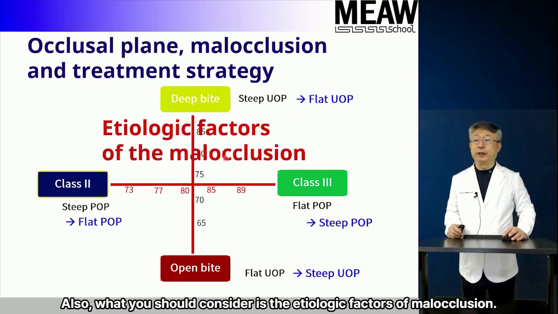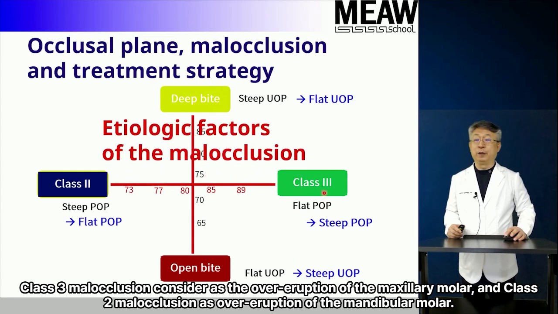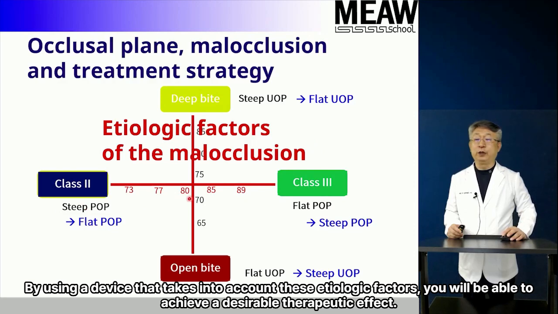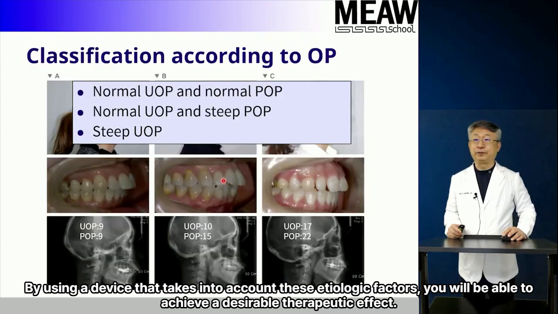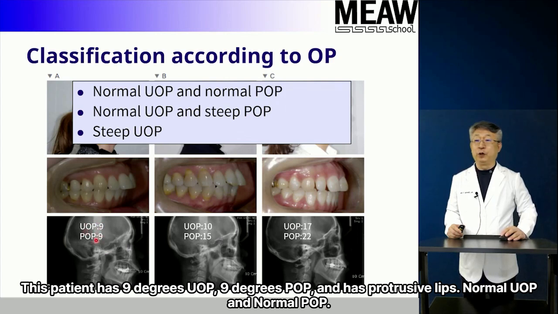Also, what you should consider is the etiologic factors of malocclusion. Class 3 malocclusion is considered as the overeruption of the maxillary molar, and Class 2 malocclusion as overeruption of the mandibular molar. By using a device that takes into account these etiologic factors, you will be able to achieve a desirable therapeutic effect. This patient has 9 degrees UOP, 9 degrees POP, and has protrusive lips, normal UOP and normal POP.